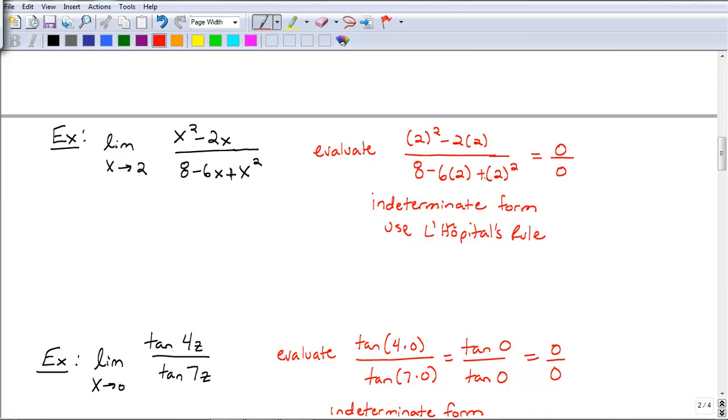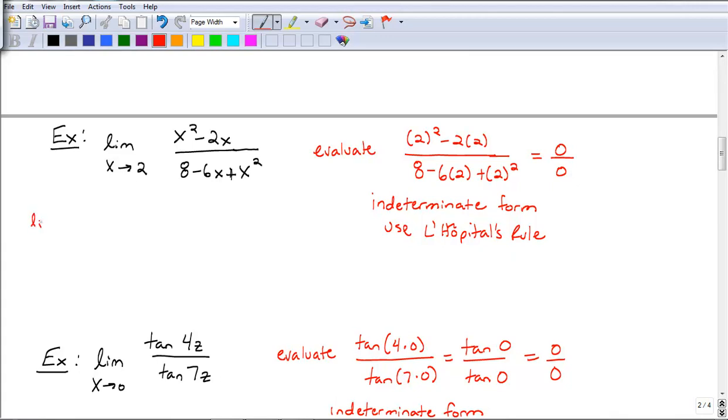So here's the problem written in its correct form. X squared minus 2x on top, 8 minus 6x plus x squared on the bottom. And I take 2 and I plug it in for x. 2 squared minus 2 times 2 is 0. 8 minus 12 plus 4 is 0. I get 0 over 0 again, which is an indeterminate form. So I can use L'Hopital's rule.